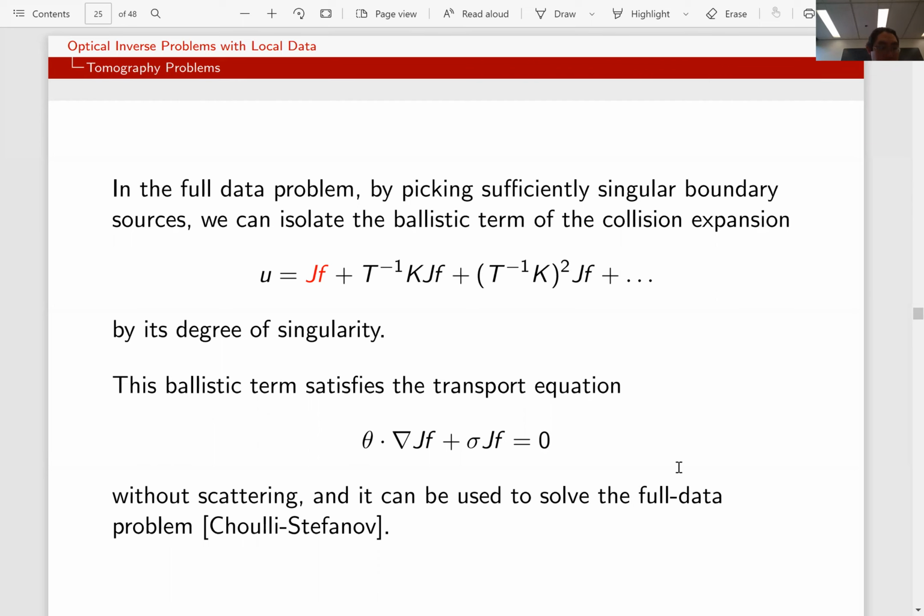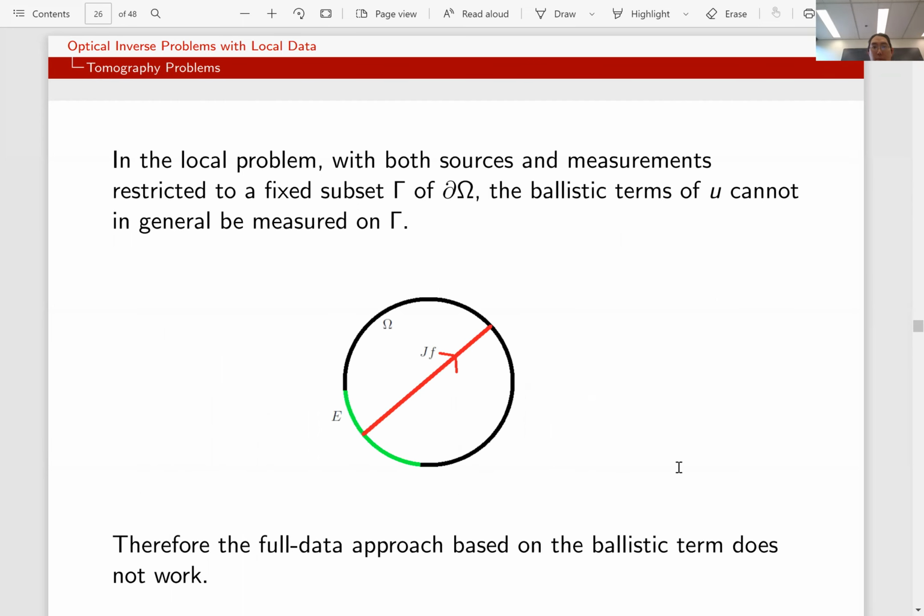So in the partial data case, in the local problem, if you restrict both sources and measurements to a fixed subset, I call it gamma here and E here, but I should just call it E. If you restrict both sources and measurements to some fixed subset E of the boundary, in general, you can't measure the ballistic terms on E. Right? So if you imagine starting with a source on E and firing your laser pointer off into the distance, in general, the ballistic term with no scattering will just never again return to E. You'll never see the light from that laser pointer again. So the full data approach in the local problem that's based on the ballistic term does not work. You can't expect to see the ballistic term in general if you're restricted to a subset.